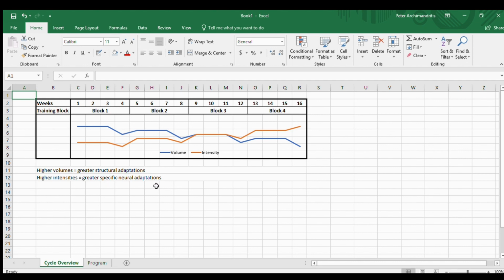Now, the reason we can't do high volumes and high intensities at the same time is because it's simply going to be too much for our body to handle and will actually not improve, will actually regress if we do too much volume and too much intensity at the same time.